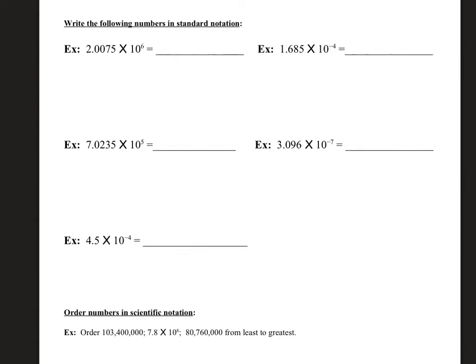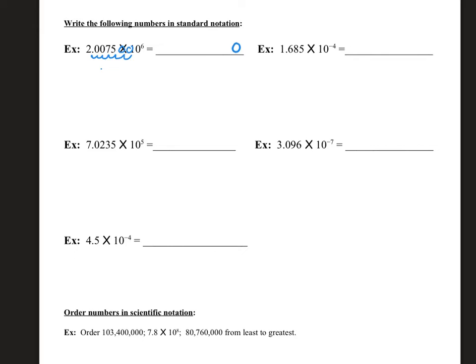And so if I look at my first example, 2.0075 times 10 to the 6th, I'm going to look at my power of 10, which is 6. It's positive, so I know I'm going to be moving my decimal to the right, and it's 6, so I'm going to be moving it 6 times. I'm going to go 1, 2, 3, 4, 5, 6. Now I've got 2 empty spaces that I need to fill, so I'm going to fill those with zeros.